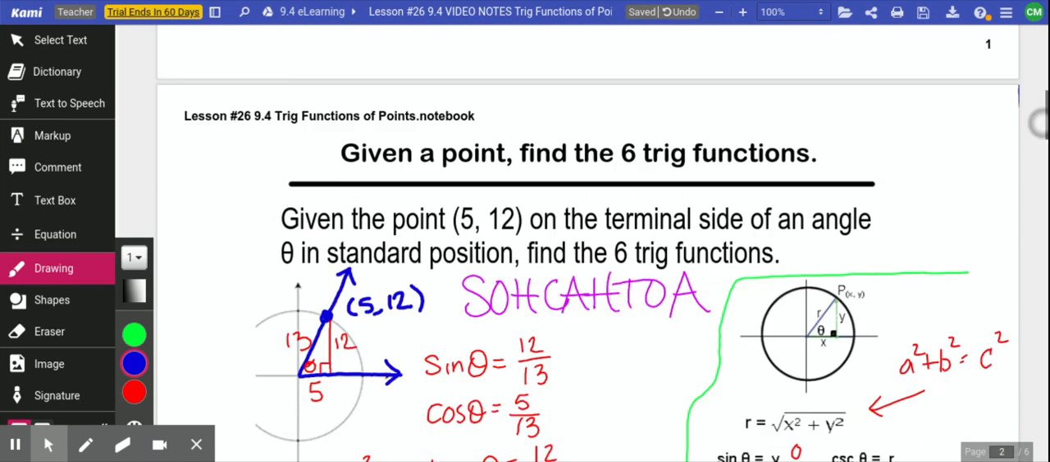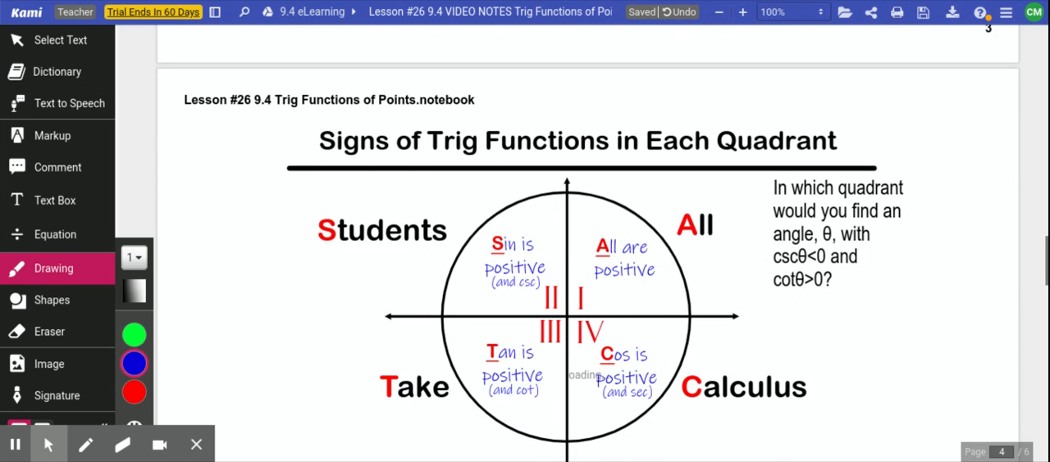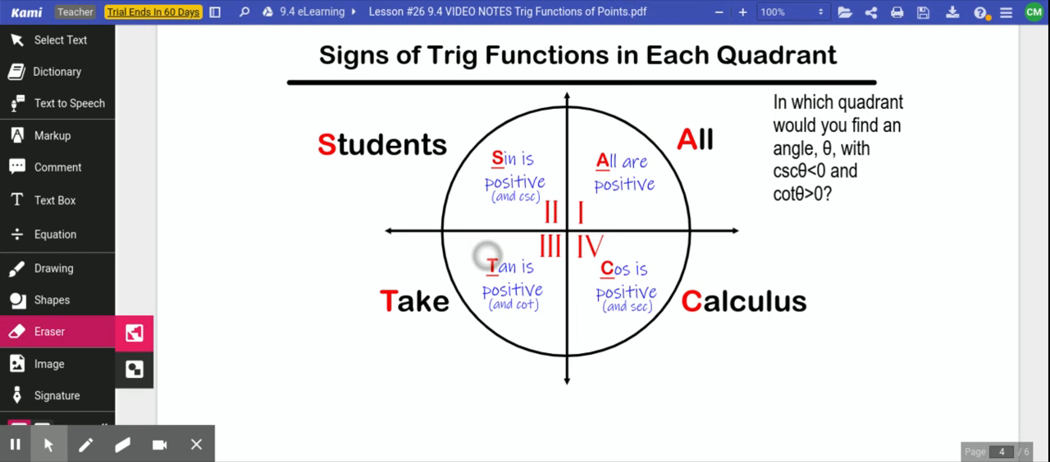Here's another way to look at the negatives. Some people use this, what's that called? All students take calculus. ASTC. All students take calculus. And you do that around the order of the quadrants. 1, 2, 3, 4. All students take calculus. And what that tells you is which trig functions are positive in that quadrant.